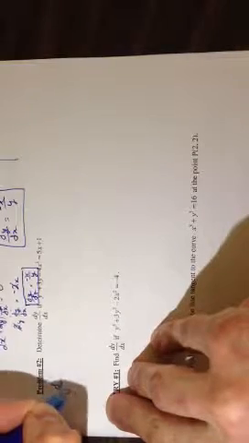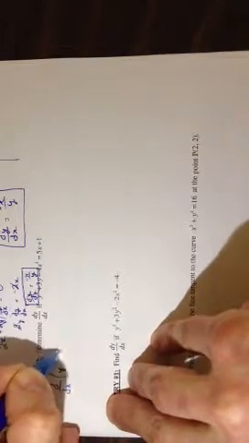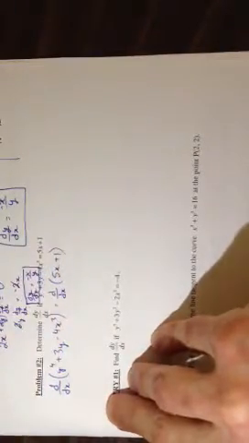Okay, let's try the next one. Alright, so I'm going to do the same thing. I'm going to differentiate both sides with respect to x, and on this side we have y to the power 4 plus 3y minus 4x cubed, and on the other side I have 5x plus 1.